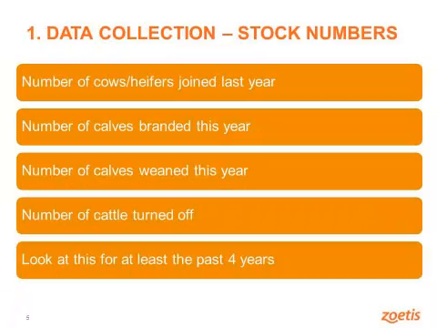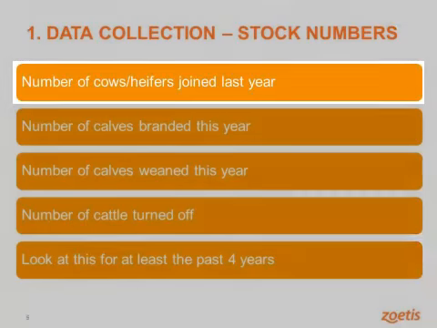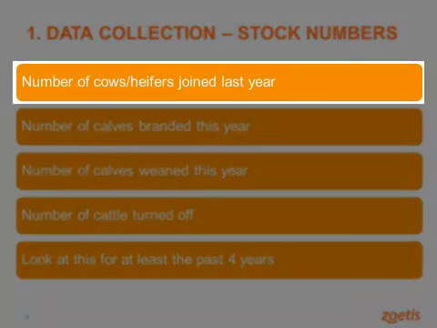So the first step of data collection involves looking at your stock numbers. You may want to look at the number of cows or heifers that you joined last year, assuming the problem is a reproductive problem or a problem with lack of calves. It's a very common problem that I'm presented with. So the first thing you want to know is how many animals were actually joined to a bull last year, and then break that down into cows or heifers.